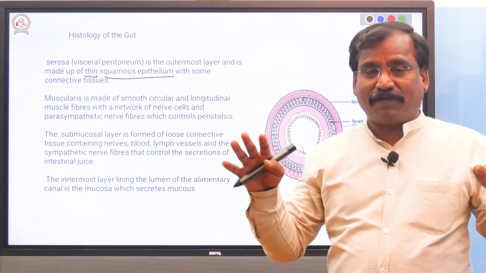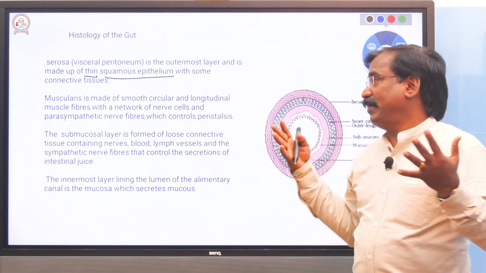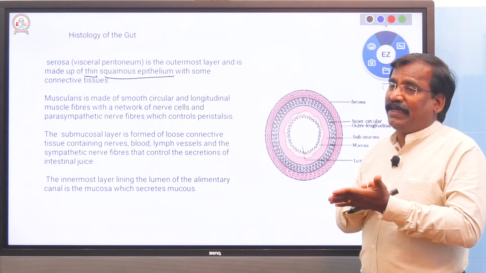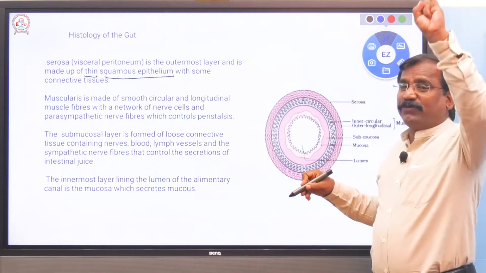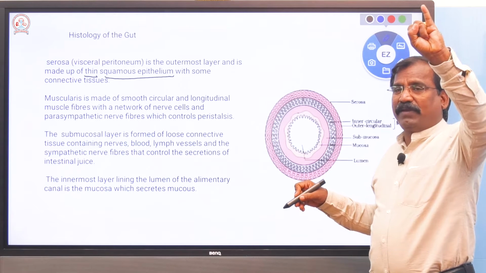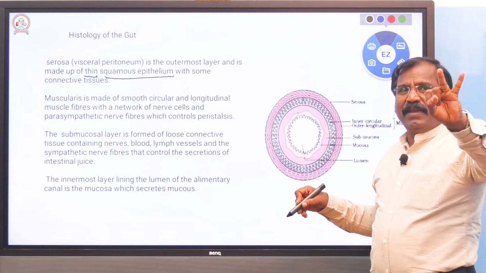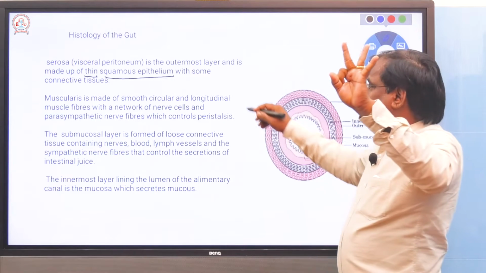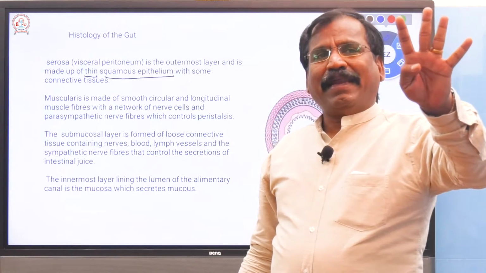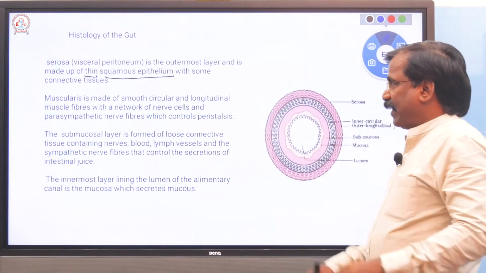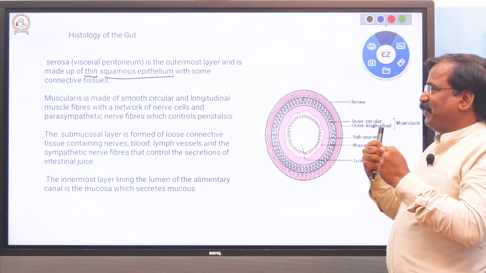I will not talk about those again, because we have already discussed everything in tissues, the types of epithelium. The serosa, the outermost layer: don't memorize, listen to me. Outermost, thin, made up of squamous epithelium and some connective tissues. That gives the rigidity.